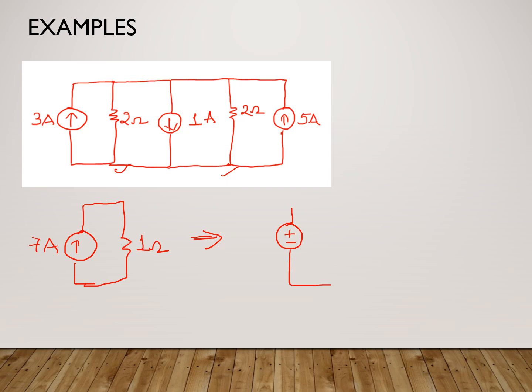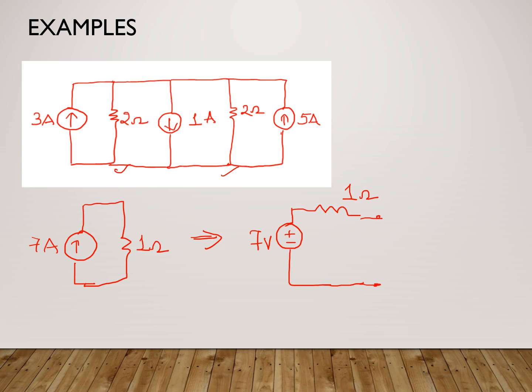Now, the voltage source would be 7 ampere and 1 ohm in parallel will give you a voltage value of 7 into 1, 7 volt. The 1 ohm resistance is going to be in series. So this is how it is going to be. So here, the value of the resistance is 1 ohm and the value of the voltage source is 7 volt. So this is how you convert it into a voltage source if required.